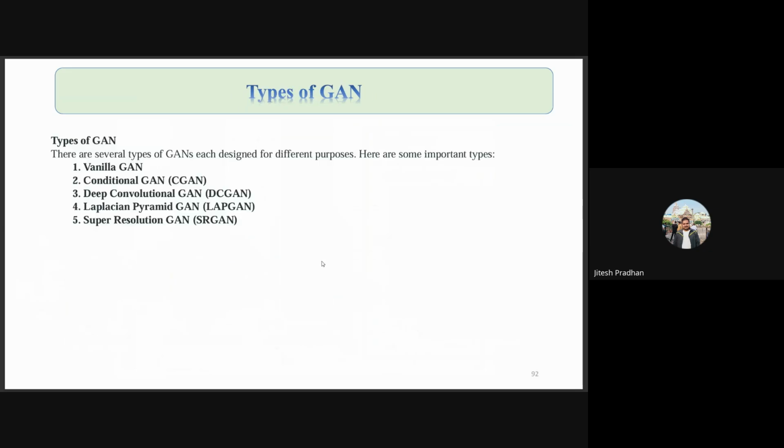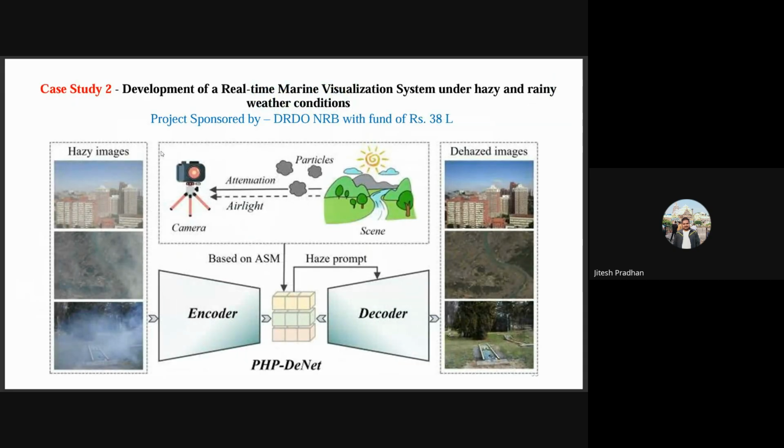Now there are different types of generative adversarial networks. Vanilla GAN is there, conditional GAN is there, deep convolutional GAN is there, Laplacian pyramid GAN is there, super resolution GAN is there. These are the different generative adversarial networks. I am not going deep into this, because we don't have that much time.